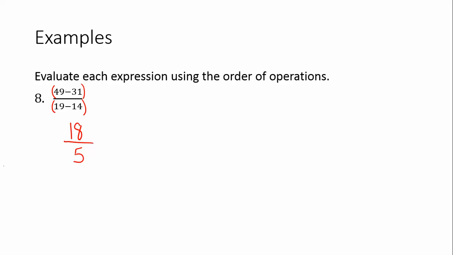Now we look at that and we can't simplify. It is an improper fraction, so we should probably divide or write it as a mixed number. So 5 goes into 18 3 times with 3 left over. So 3 3/5.